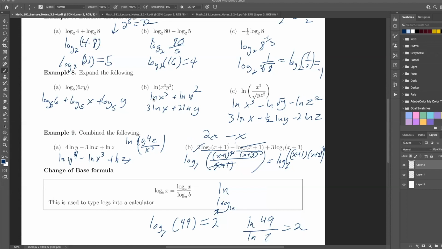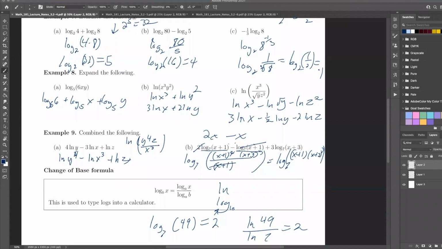So here I have log base a. It doesn't matter what a is, right? I'm just choosing ln because ln's the fastest to type in. So you can choose any a. Technically, I could write log base 52 of x over log base 52 of b. You could do that. It's just not useful.